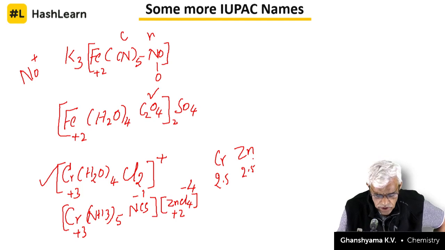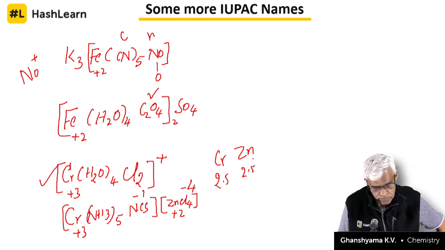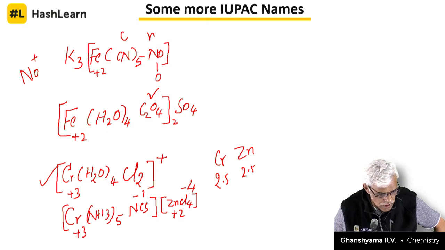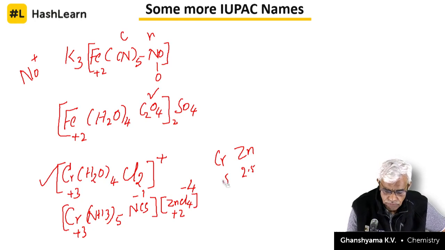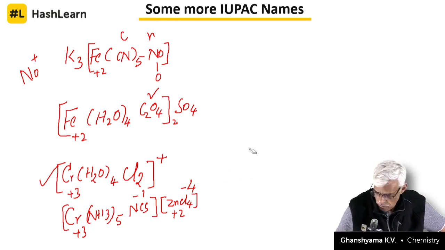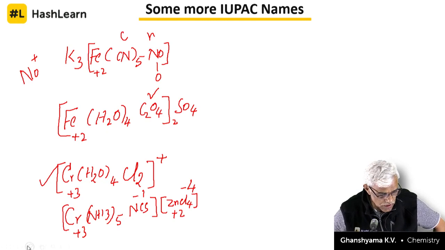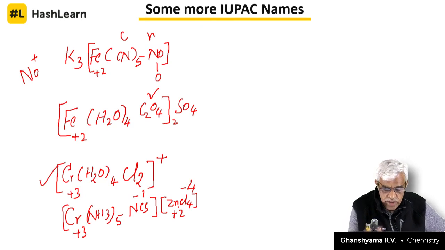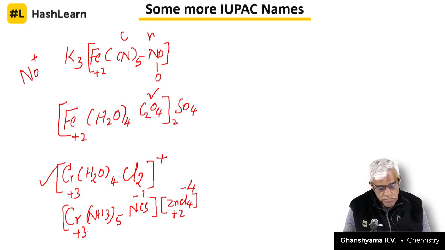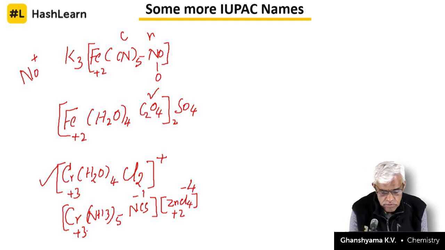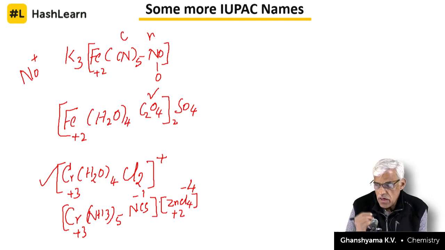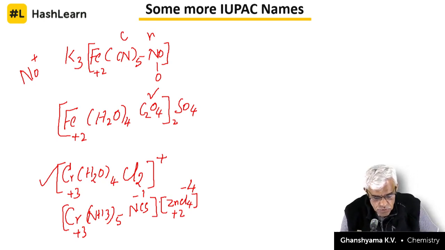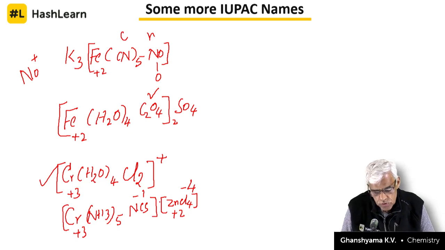Then how to write the IUPAC name of this? Here zinc has got the fixed oxidation state of +2. So zinc is +2, this is fixed. Therefore chromium must be +3. Total it is -5, hence the positive charges should be +5. First fix zinc because it is fixed +2.